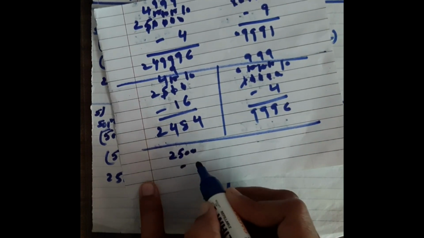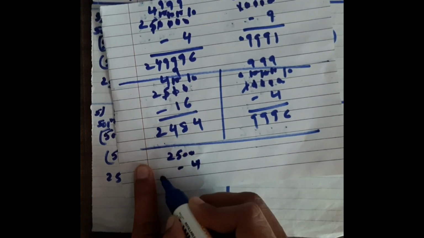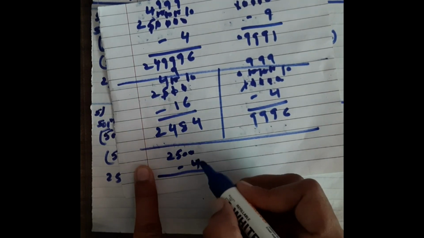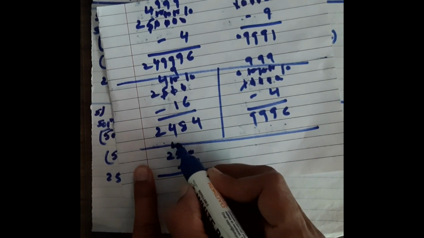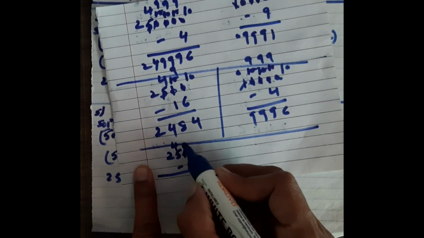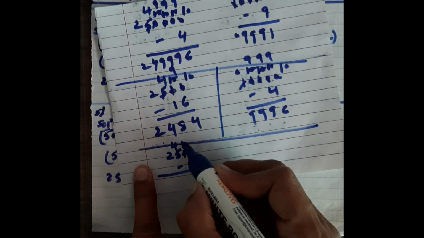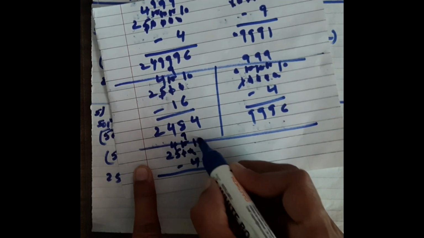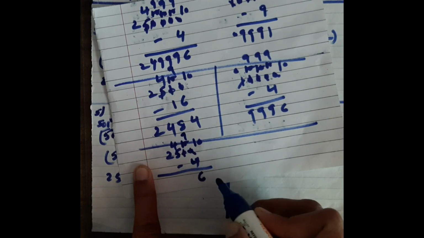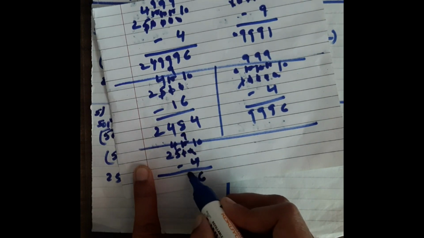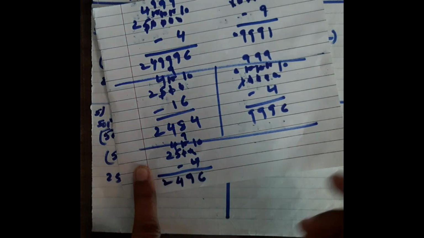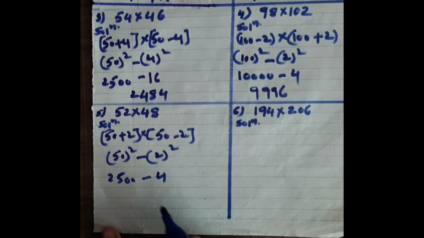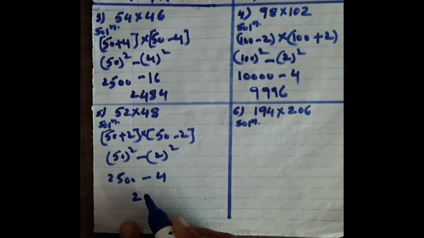2500 minus 4. Again we can't subtract 4 from 0. So 1 we will take from here. 5 becomes 4. 0 becomes 10. 1 again we are giving here. So 10 becomes 9. 0 becomes 10. 10 minus 4, 6. 9 is there. No number is there down. So 9. 4 is there. 4 only. 2 is there. 2 only. So what answer we got? 2496.